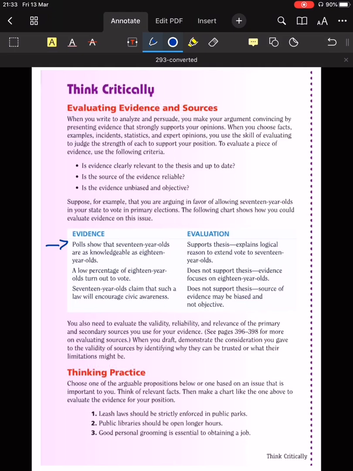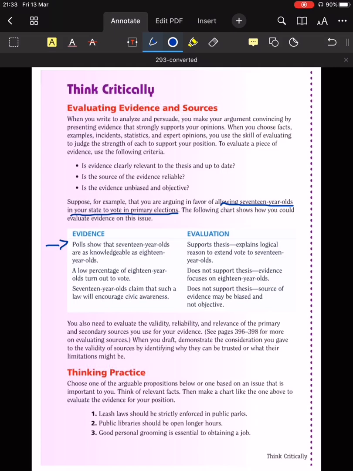Oh, I'm sorry, I didn't refer to the topic here. The topic talks about allowing 17-year-olds to vote in the primary elections. Now, of course, the first thing asks you that polls show that 17-year-olds are as knowledgeable as 18-year-olds. Now, is there a problem with this idea?